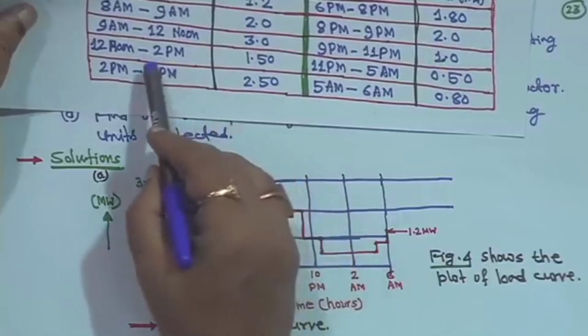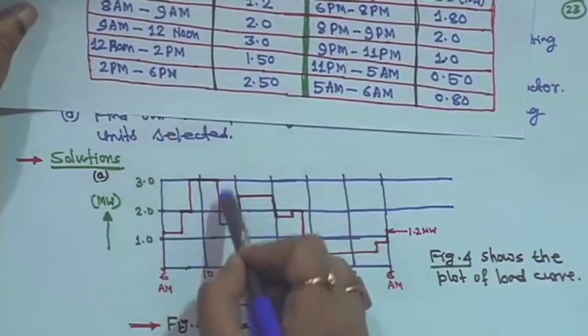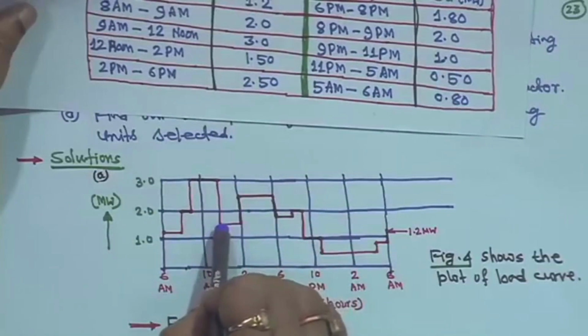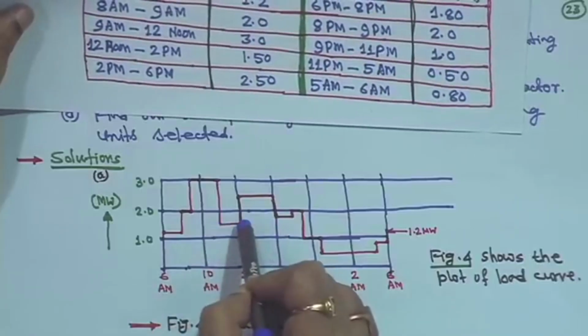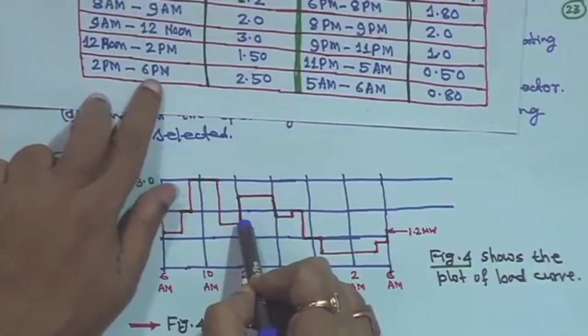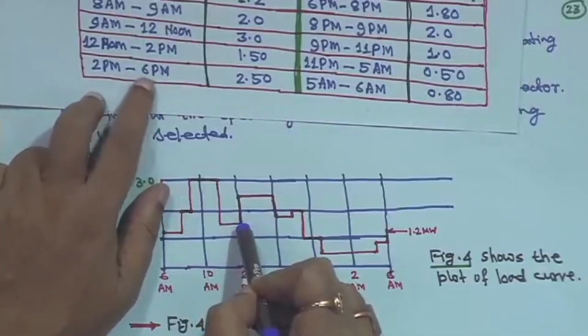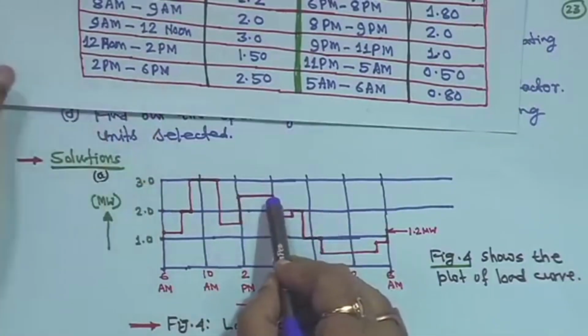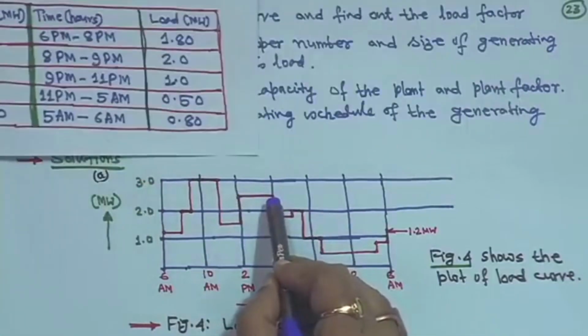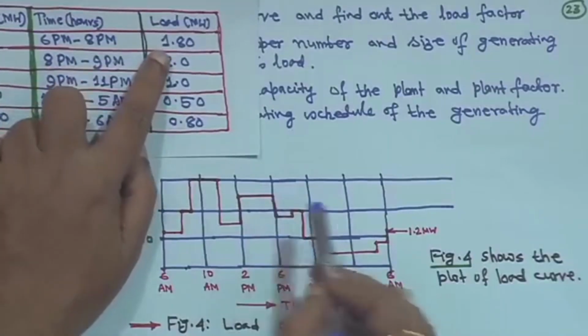Then 12 noon to 2 pm, 1.5. At 12 noon it is going down to 1.5 somewhere here, right, and it is up to 2 pm here, right. Again 2 pm to 6 pm, 2.5. So, at 2 pm again it is going to 2.5, up to 6 pm, up to this 2.5 megawatt. Then 6 pm to 8 pm, 1.8.